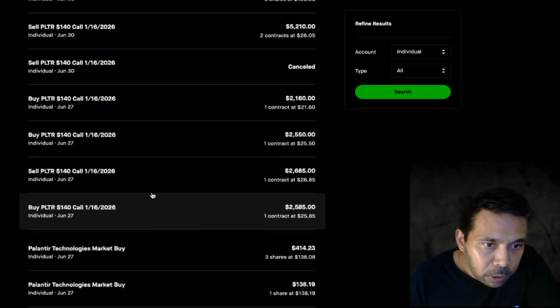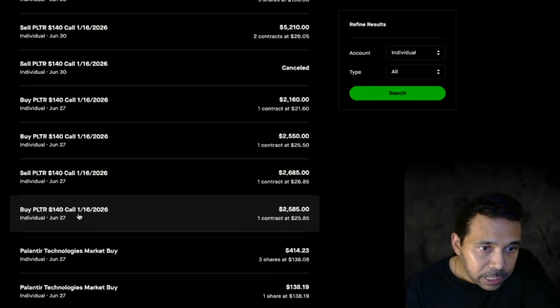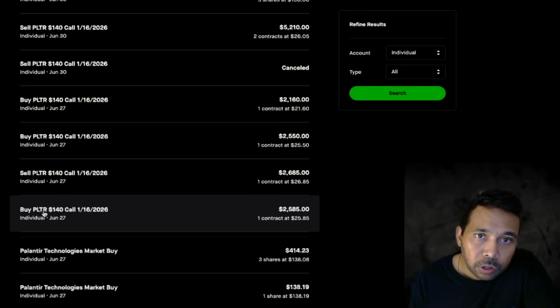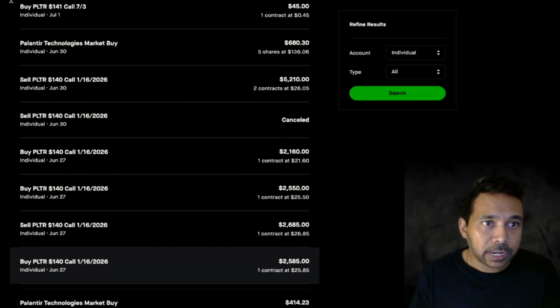So that's the power of leaps, right? You get that exposure very similar to a stock and you are spending way less money, right? If I had to buy a Palantir stock for 140, I would pay like $14,000, right? But I only paid 2,500. So that's the beauty of leaps. So now let's understand how you can execute this, right?